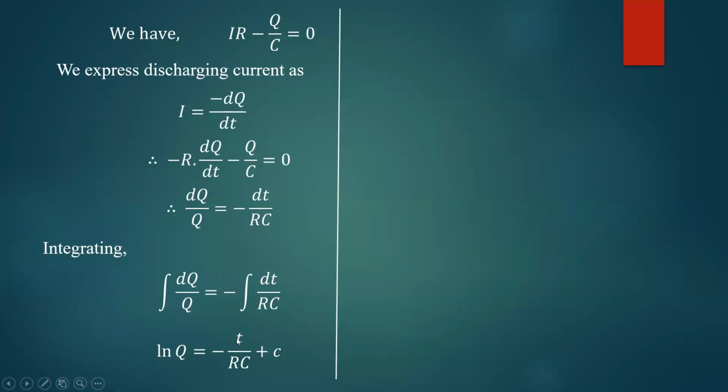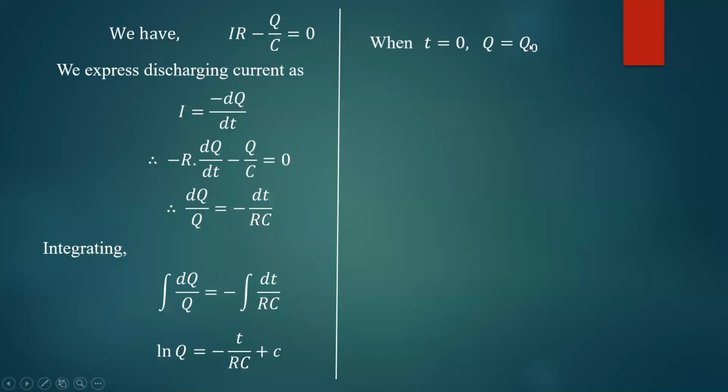Integration of dt is t. R and c are constants. Plus some integration constant c, where c is the integration constant. To find the value of c, what you have to do? You put the initial condition. When t equal to 0, what was the charge?